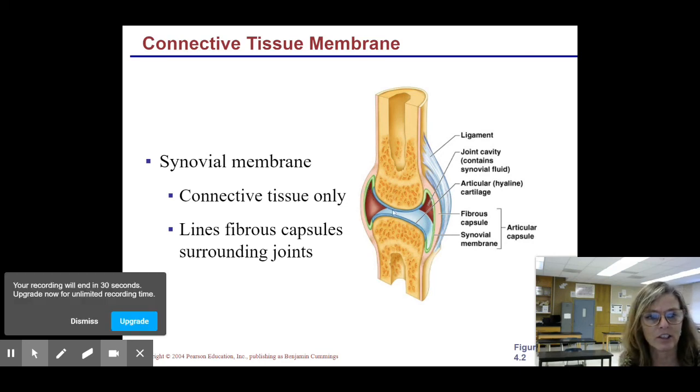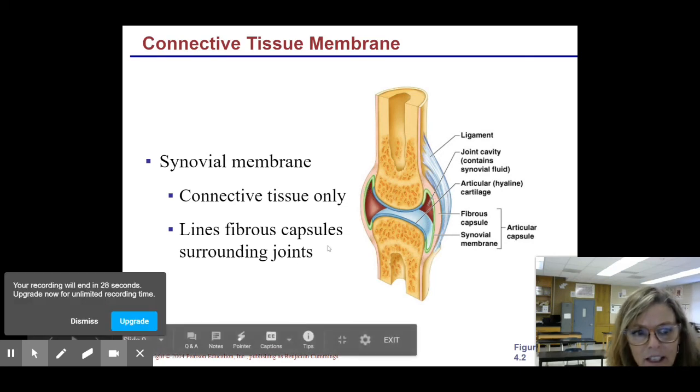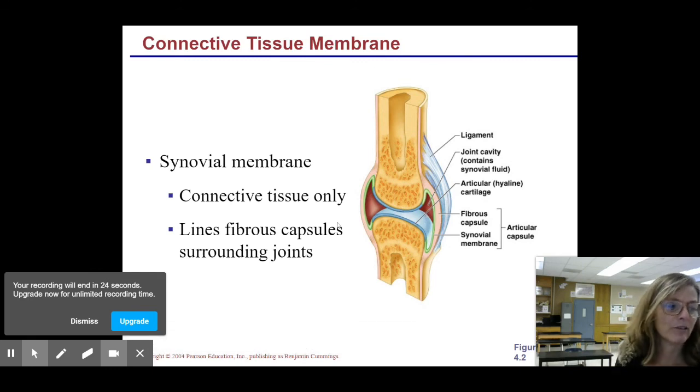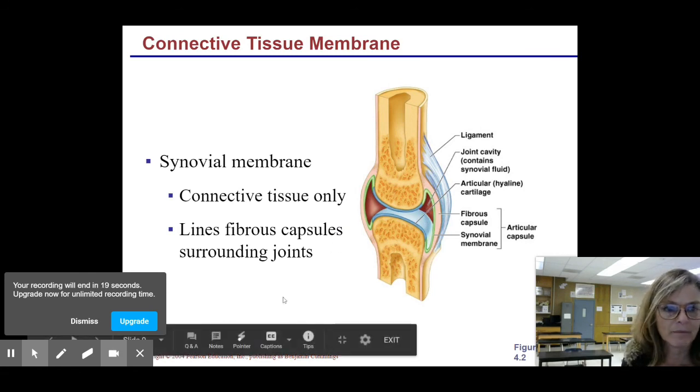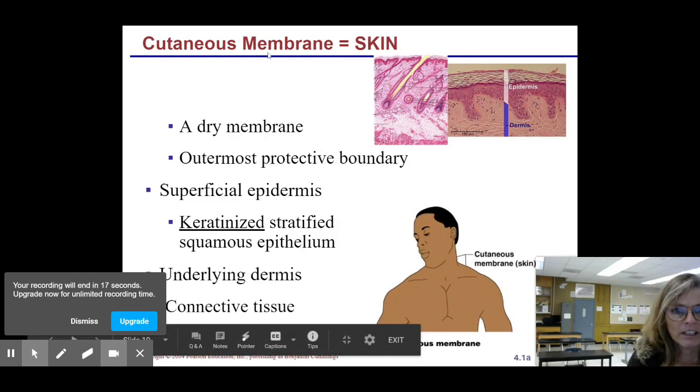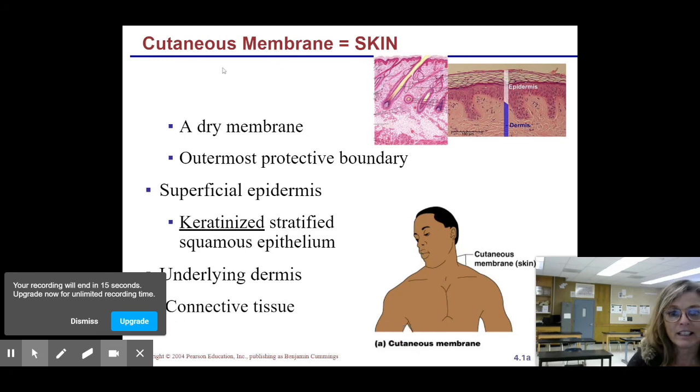they are made of connective tissue. This is cartilage, and they secrete synovial fluid, which also helps to prevent friction and makes smooth and frictionless movement. We're going to focus most of our attention on skin, which is the cutaneous membrane, and that's where I'm going to end video number 1.